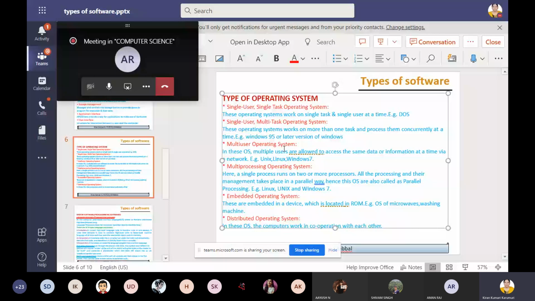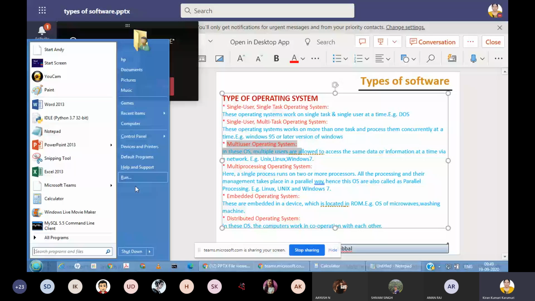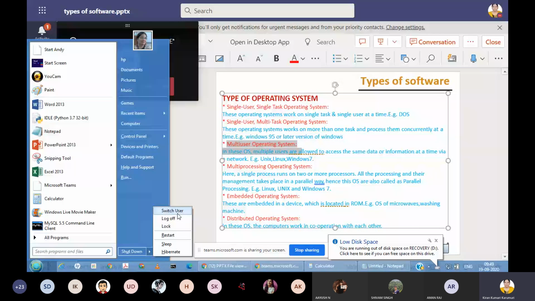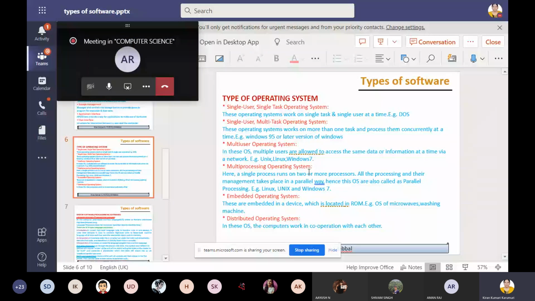See, I am logged into one account. Okay, instead of shutdown, what do I do? Log off कर सकती हूँ, नहीं तो दूसरा यूजर में लॉग इन कर सकती हूँ, switch यूजर कर सकती हूँ कि नहीं? So that means multiple users can have, as if they are using their own system, they can feel, no? That is multi-user operating system. Okay, so then multi-processing operating system. Single process only runs on multiple processes.